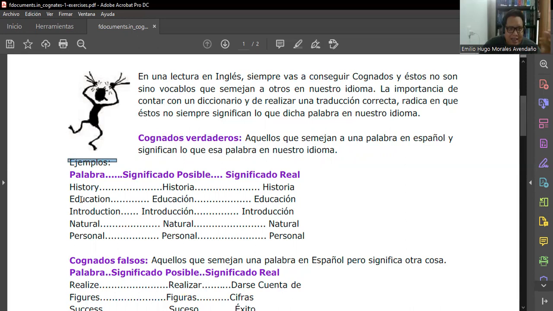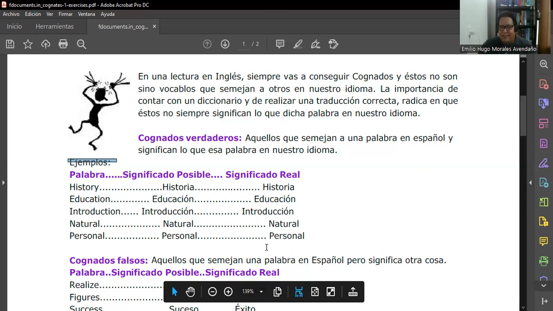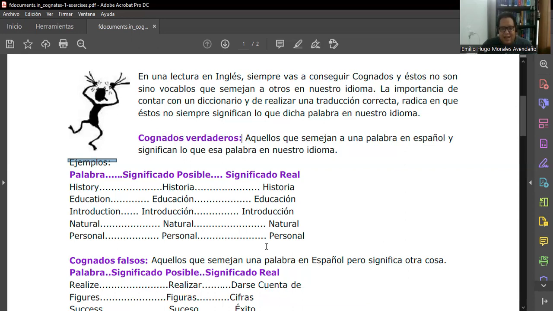Or we can have the word education. The possible meaning is educación, and the true meaning is educación. Also, we can have introduction, the possible meaning is introducción, and the real meaning is introducción. We're going to have natural, or personal, and those words are going to be written the same way, and the real meaning is going to be the same.